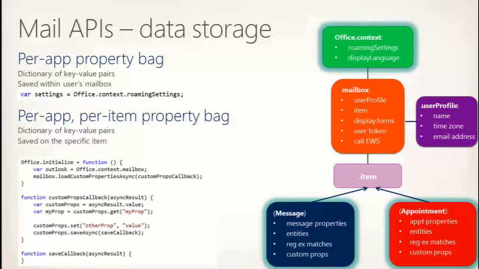The per-app, per-item property bag is called custom properties, and you have to load it asynchronously off of the item. But once you've loaded them, once you've gained access to the actual object, the rest of access is very similar. So we can see here custom props.get. If we were working with the roaming settings, we would call settings.get, settings.set, and then save async. So that functionality would be the same.